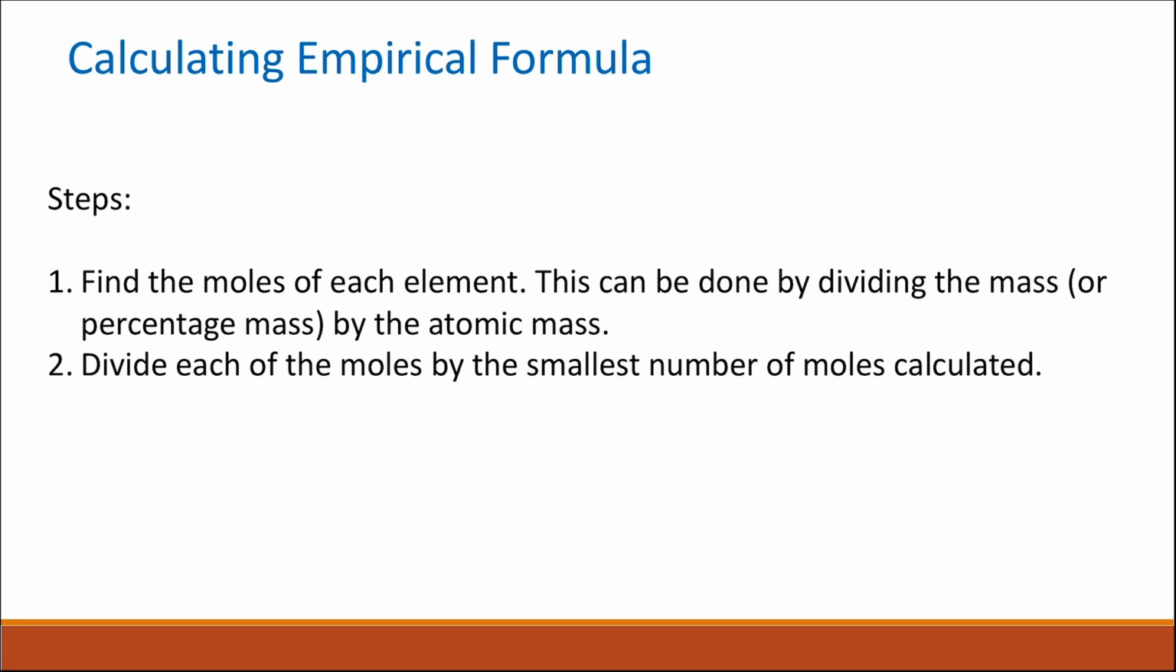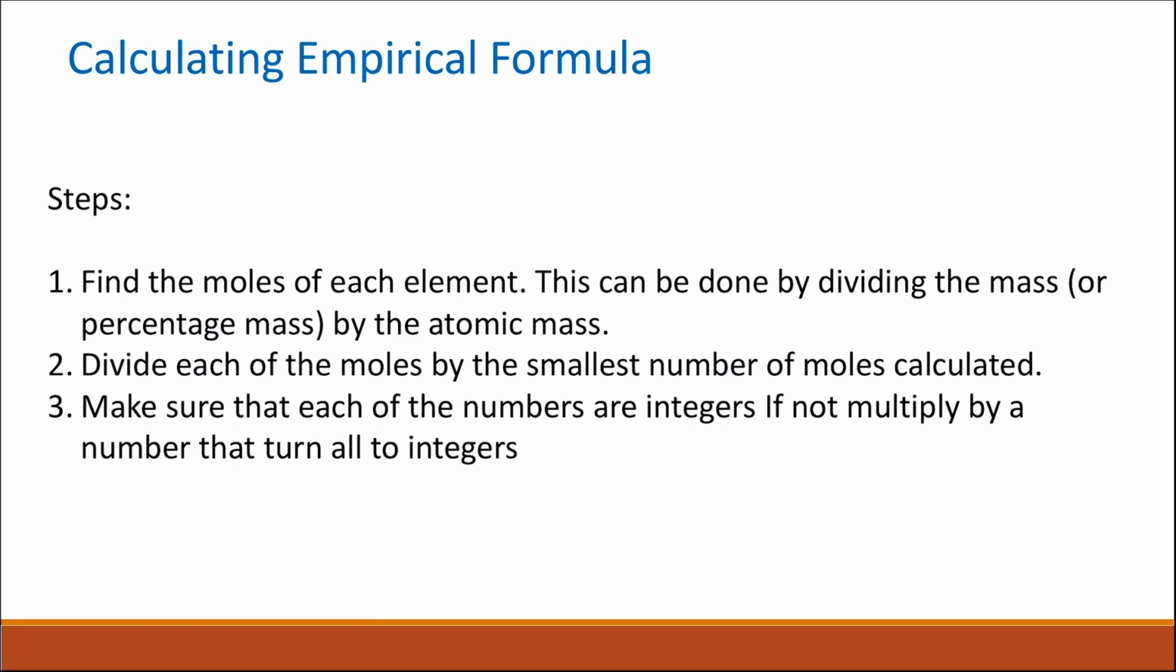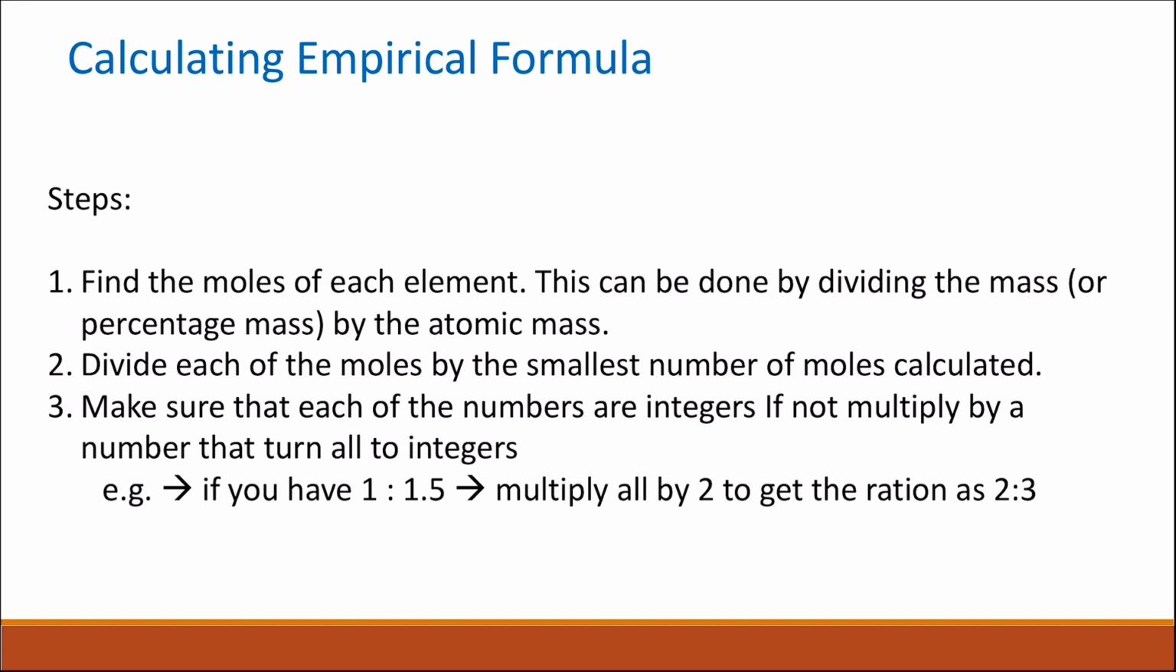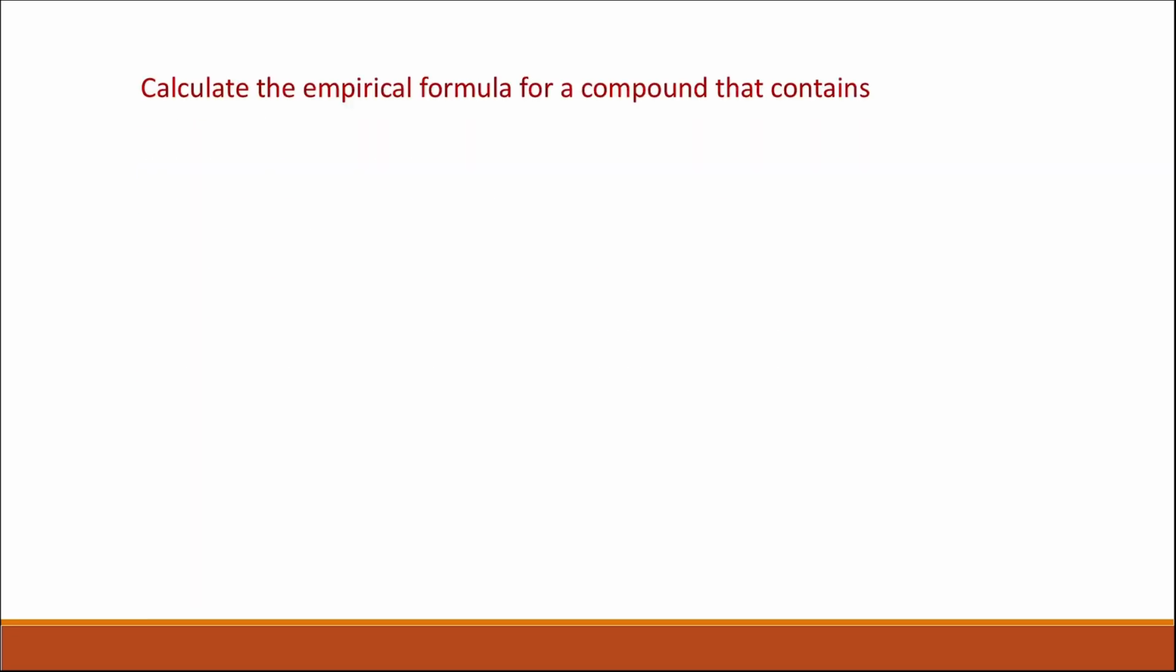So you're going to have different numbers of moles, and you divide all of them by the smallest number. Make sure that each of the numbers is an integer. If not, then you have to multiply by a number that turns all of them into integers. For example, if you found the ratio to be 1 to 1.5, then you need to multiply all these ratios by 2 to get a ratio of 2 to 3. So let's have an example.